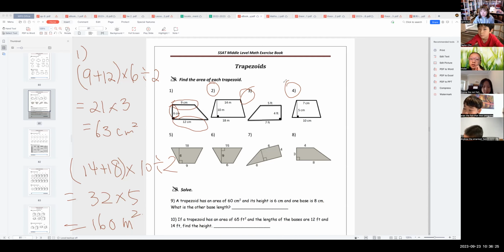Number 3, does anybody finish and can tell me what the answer is? 24 feet square. 24 feet square, very good. Because 5 plus 7 equals 12. 12 times 4 divided by 2 equals 12 times 2 equals 24 feet square.